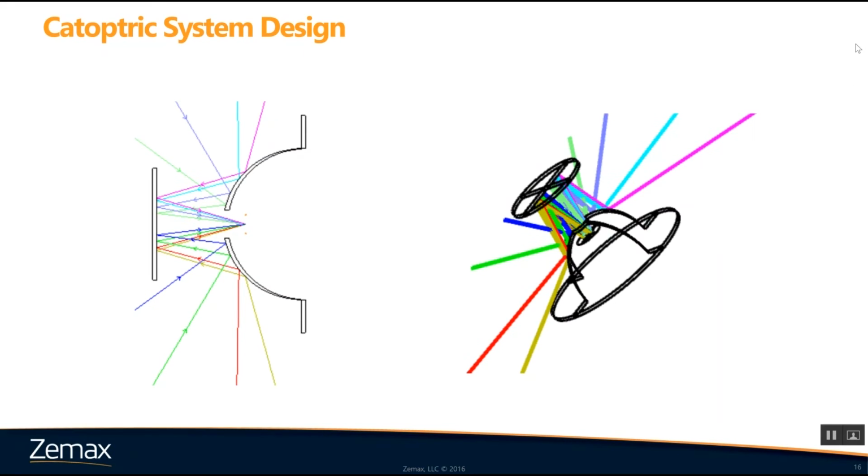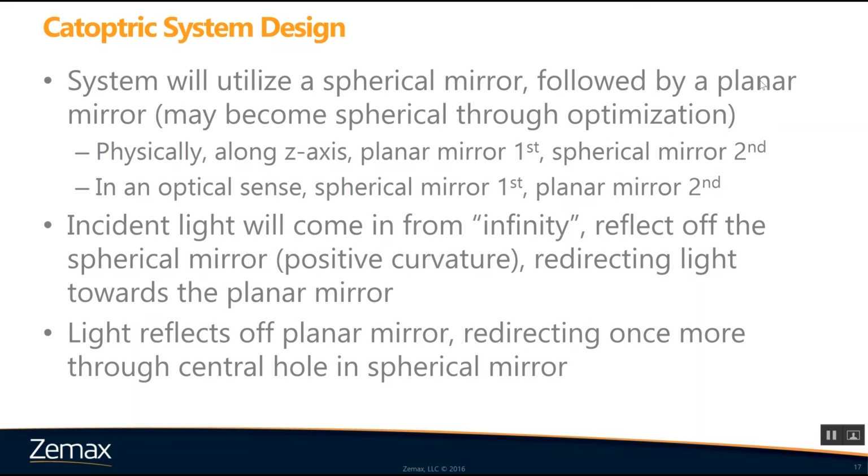This is a visual introduction as to what we'll be designing. We're going to be utilizing a 2-mirror configuration. Essentially, we're going to be utilizing a spherical mirror followed by a planar mirror. And that planar mirror may become slightly curved during the optimization process, but we'll save that for later. So physically, we're going to see the planar mirror followed by that spherical mirror.